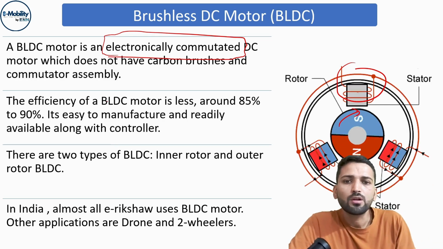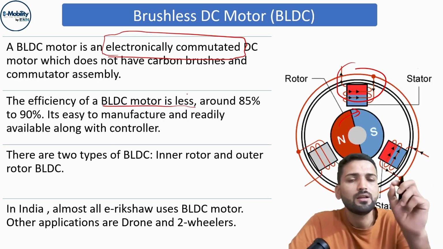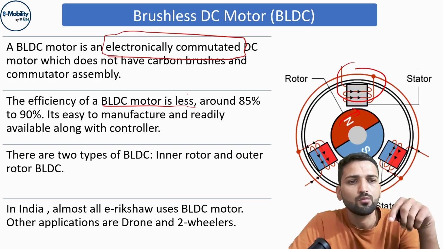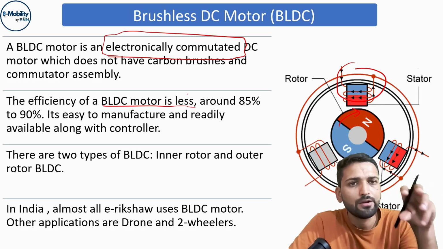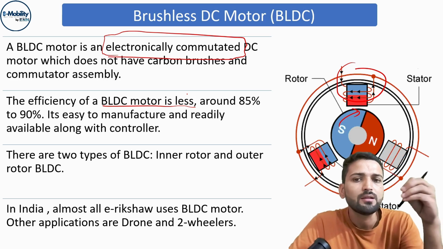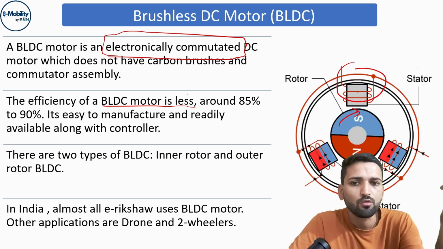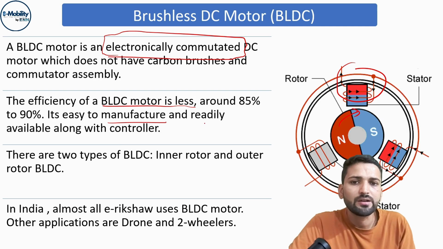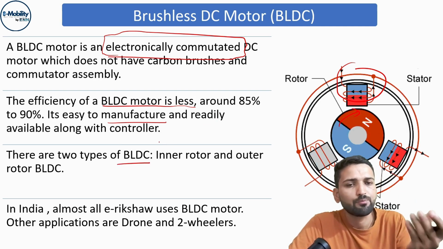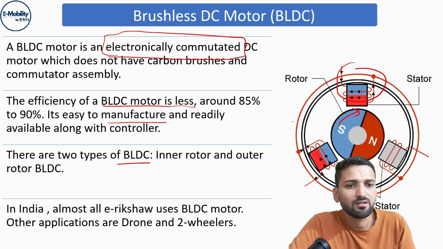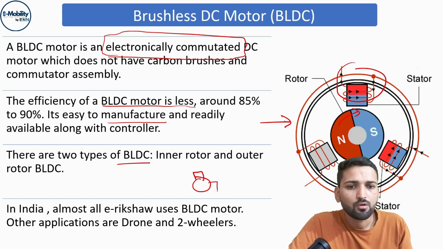These motors are very popular, but they have a lower efficiency than the PMSM motor. These are one kind of PM motors, but their efficiency is less than the usual PMSM motor. These are easily manufactured and readily available. This kind of BLDC motor can be of two types: inner rotor, where the rotor is inside as shown in this figure, and outer rotor, where this is the stator and the rotor is outside.